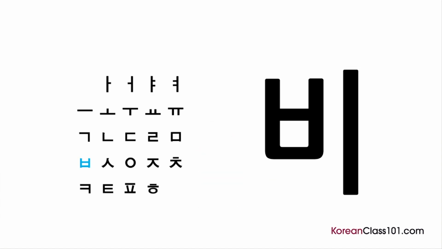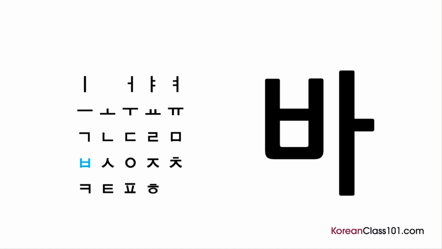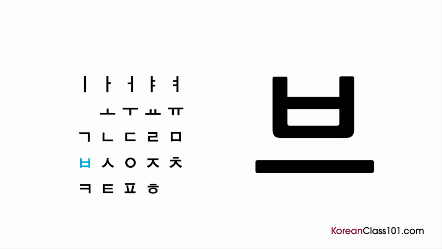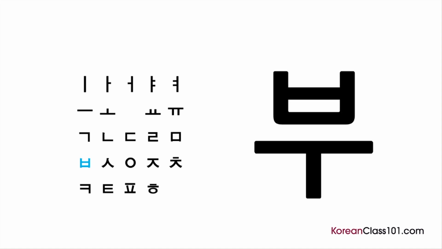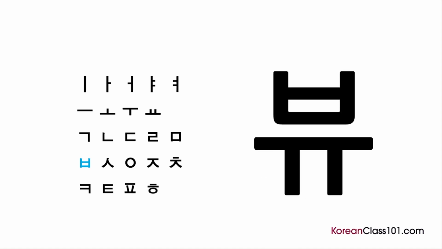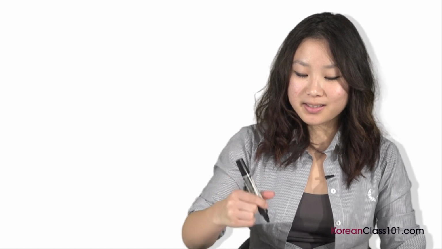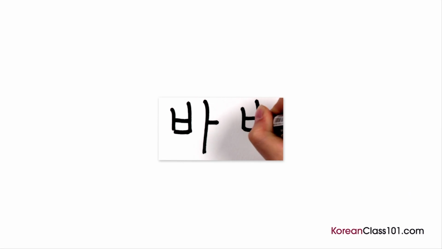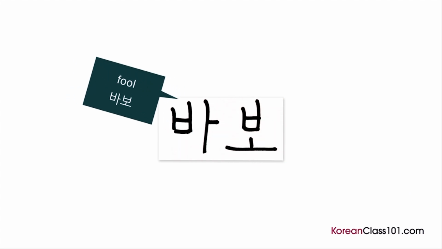비, 바, 버, 보, 푸, 뷰. Here's a word you will often hear on Korean TV. 바보. This means fool. It can either be playful or rude depending on how it's said.